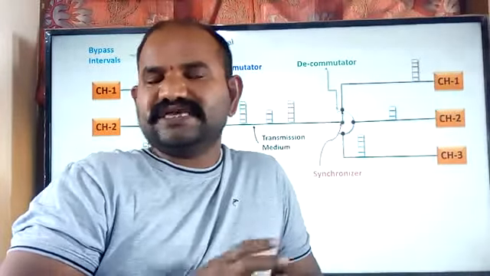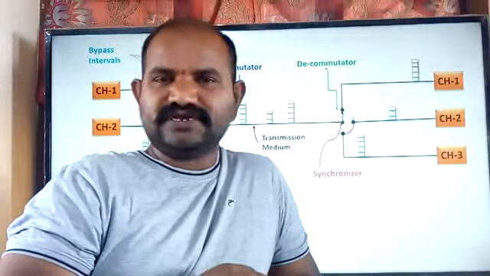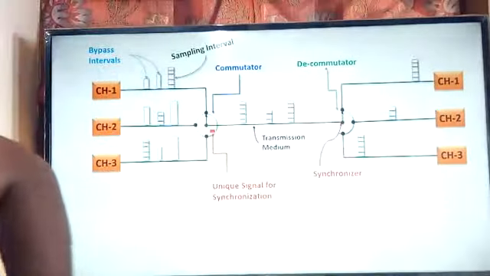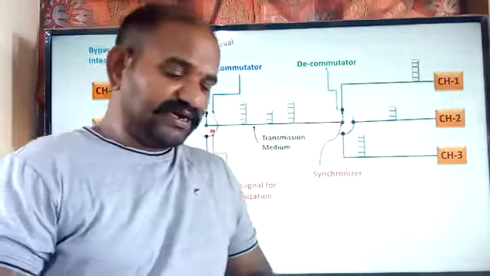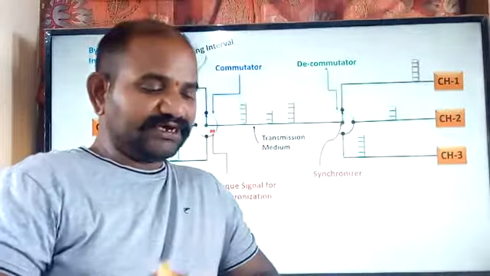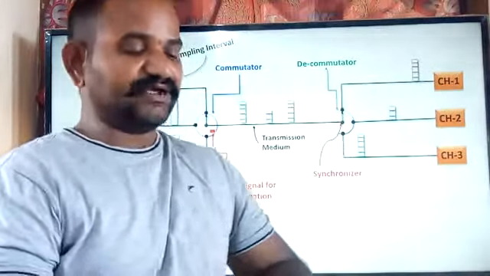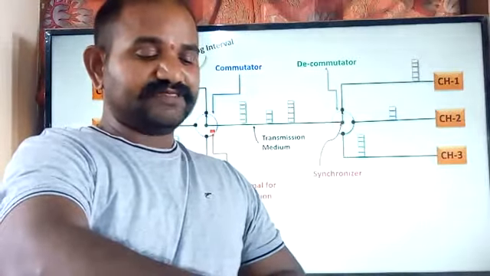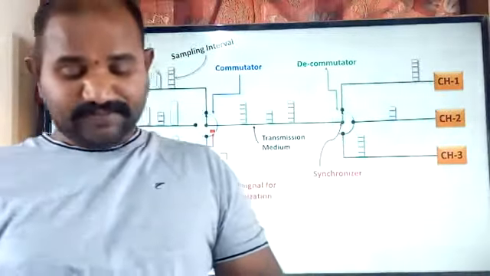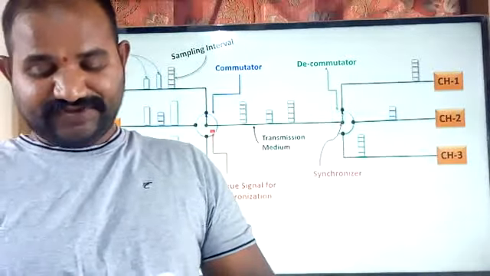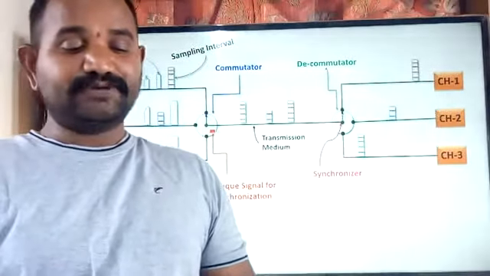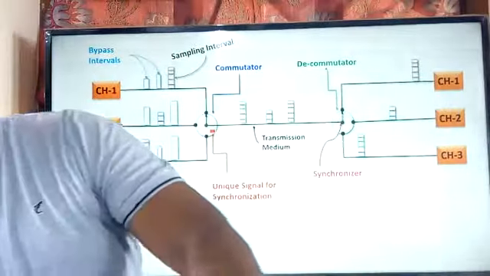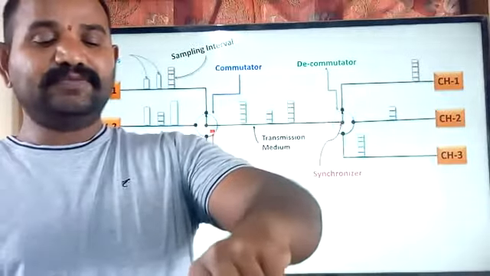There are two different types of multiplexing: frequency division multiplexing and time division multiplexing. As per our syllabus, I'm going with time division multiplexing. In that, I'm going to use pulse amplitude modulation, which means the information is transferred in pulse format. I'm using pulse amplitude modulation to send the information, with the time division multiplexing concept.